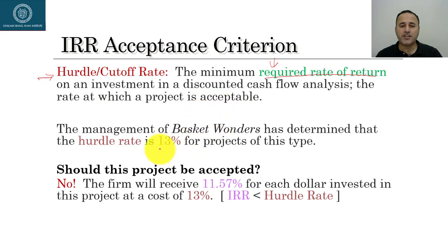So for example, Basket Wonder thinks that for a similar project they will need at least 13% required rate of return. And if you can see, the calculated internal rate of return is 11.57%, which is less than the required rate of return. So as a result, this project will not be accepted, it will be rejected. And the reason it is rejected, as I said, is that the required rate of return is more than the internal rate of return, or in other words, the project return is 11.5%, where the minimum required was 13%. So that's why it was rejected.